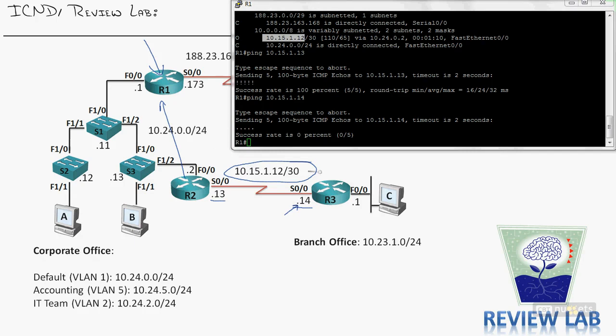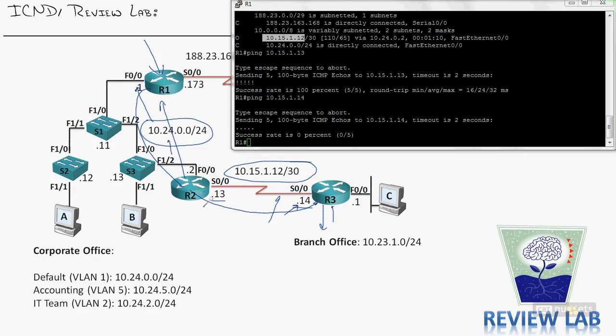If we were to open Wireshark and do a packet sniff on this line, we would actually see the packets coming from router 1, hitting router 2, going to router 3, and what would happen when they get to router 3? They drop. Why? Well, because it's coming from a source IP address of 10.24.0.1, and when it gets to router 3 it looks at its routing table and says, do I know how to get to the 10.24.0 network? And it goes, I don't.